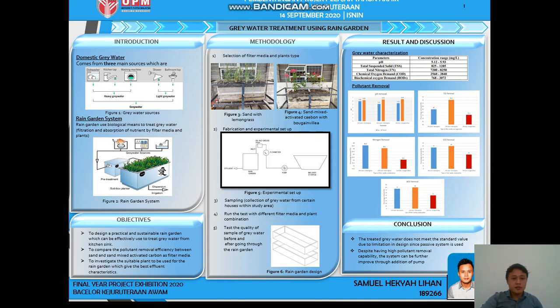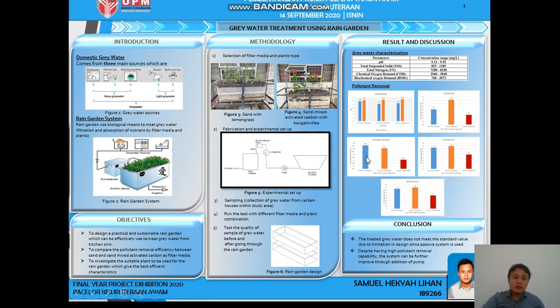The third one is to sample the grey water, and this is done at the Taman Sri Sedang residential area, which is located near Masjid UPM. And the fourth one is to run the grey water through the rain garden. The fifth one is to test for the quality of the grey water before and after going through the rain garden.